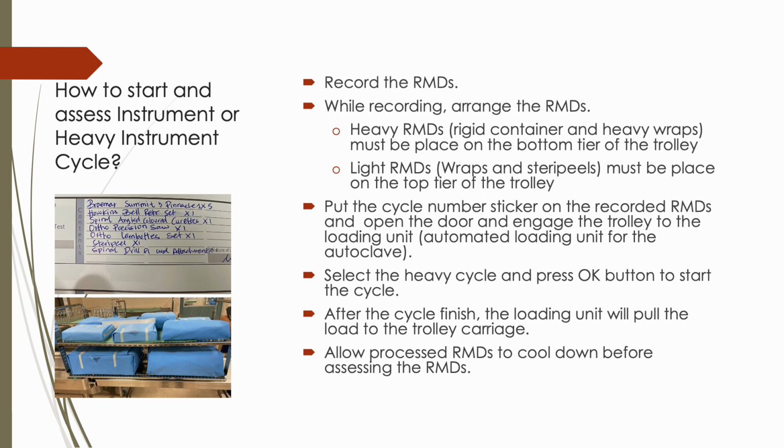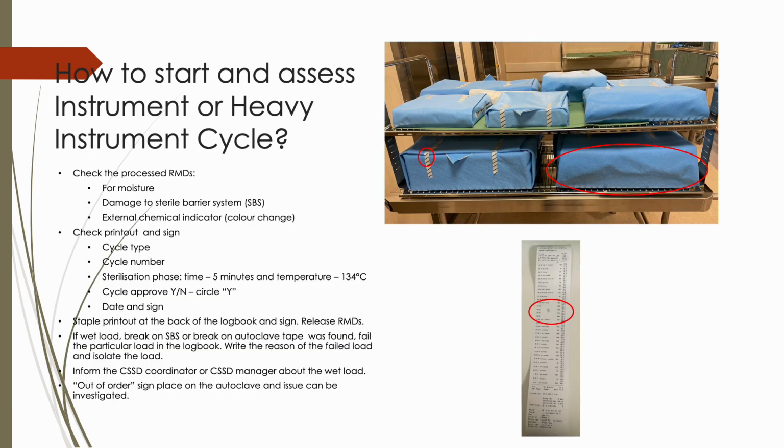First, you need to record the RMDs. While recording the RMDs, the proper arrangement is heavy at the bottom, which means all rigid containers and heavy wrap RMD sets should be placed on the bottom shelf of the trolley, and light RMDs at the top, including the Steripils. Make sure the correct cycle is selected and started for the sterilization of the RMDs. When the cycle is completed, assess the product package for integrity.